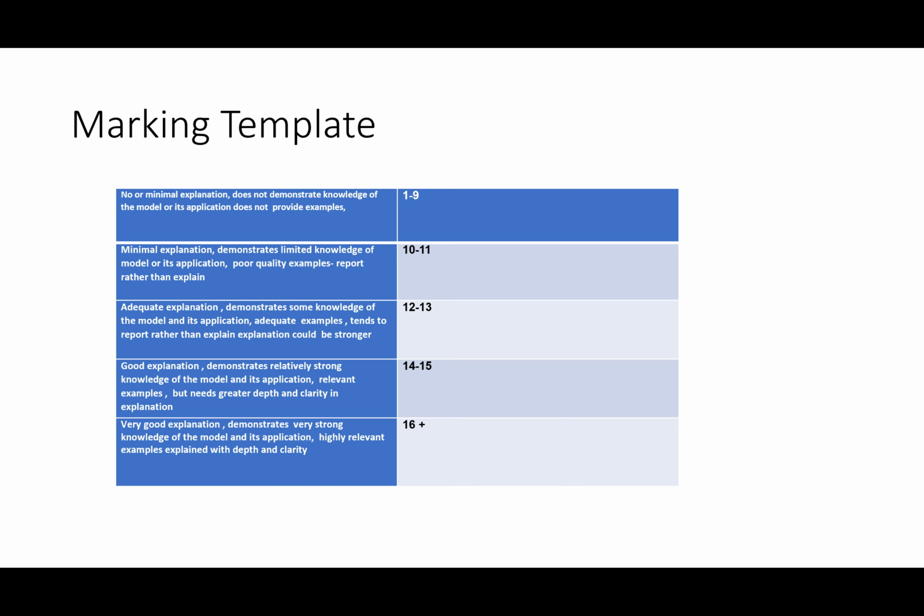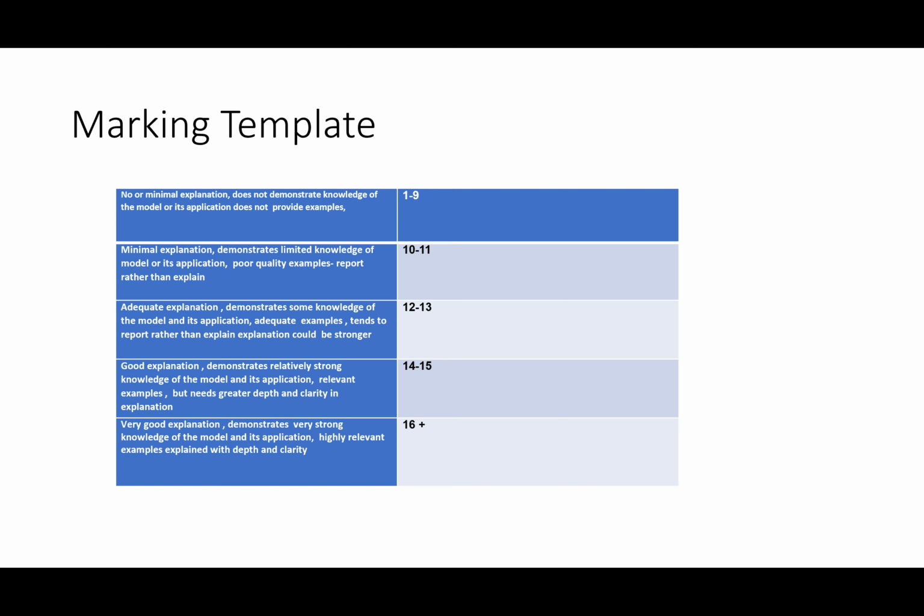So how will we be marking it? What does academic judgment mean? These are marked out of 20. If there's no or minimal explanation and you do not demonstrate knowledge of the model and its application, 1 to 9. Minimal explanation, demonstrates limited knowledge. Poor quality example or examples. Reports rather than explains. You get a pass mark.